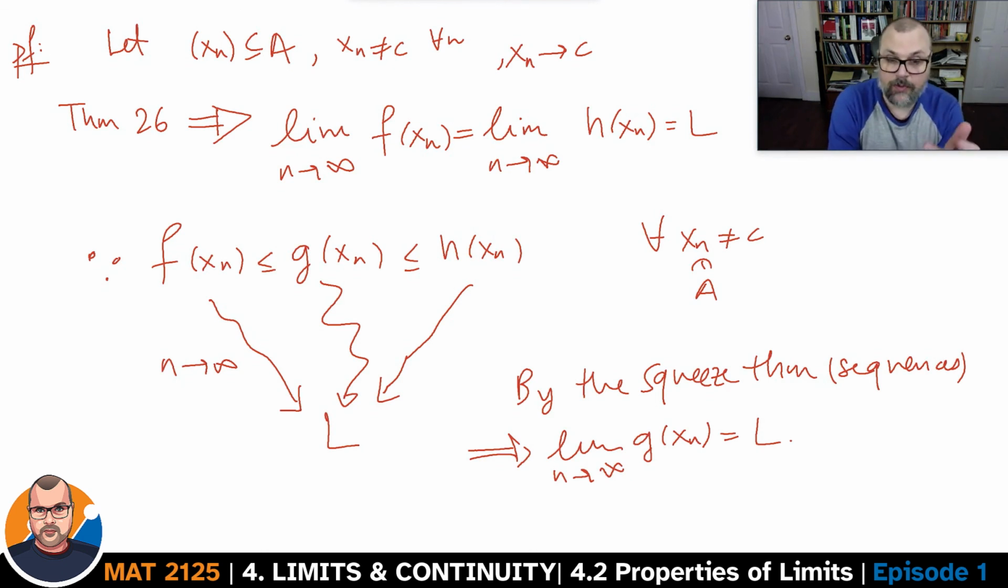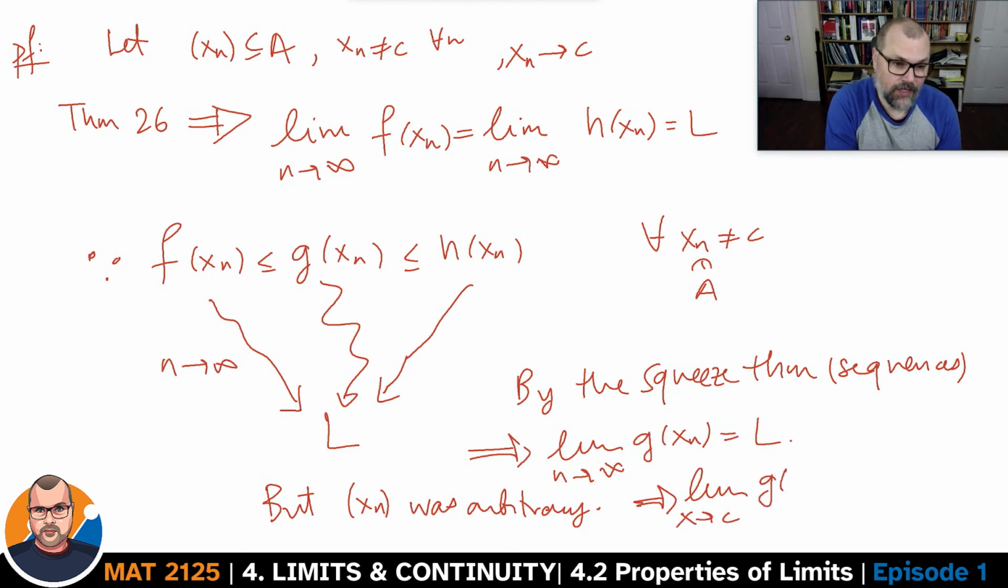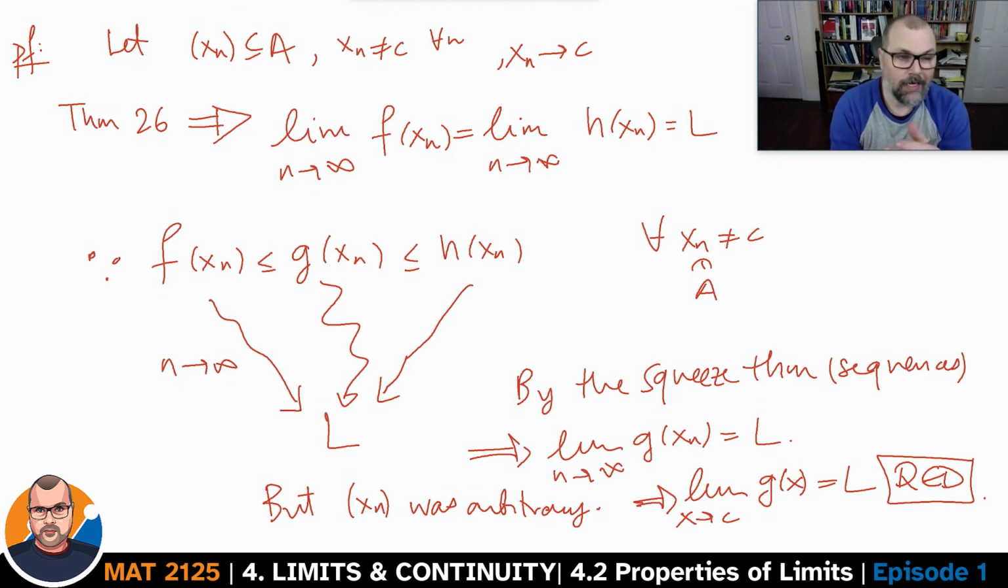But the original sequence was arbitrary. What we've shown here is that no matter what sequence xn you pick, if it converges to c and all the other assumptions are met, the limit when n goes to infinity of g at xn goes to L as well, which means the limit when x goes to c of g at x is equal to L. And that ends the proof. The name of the theorem highlights the fact that this is the function analog of the squeeze theorem for sequences.